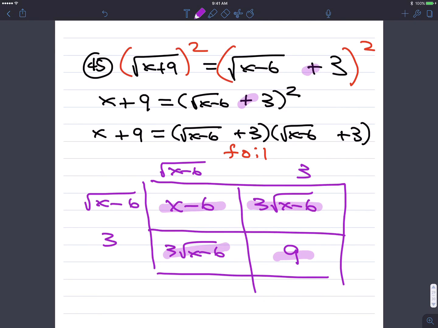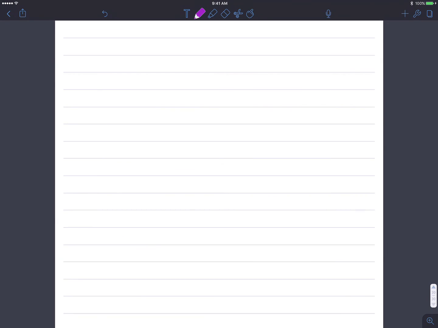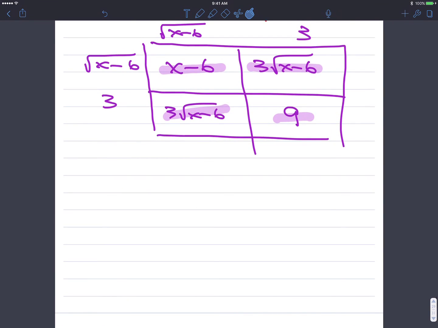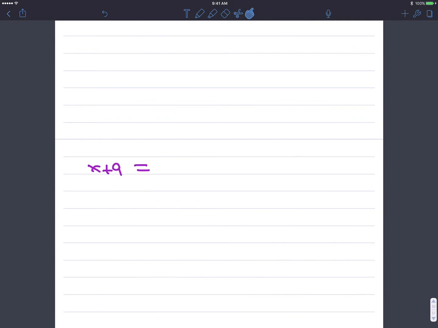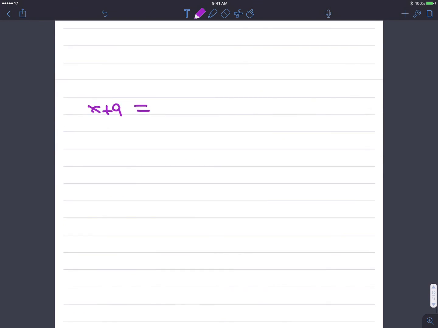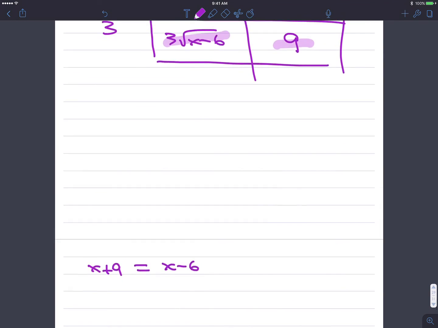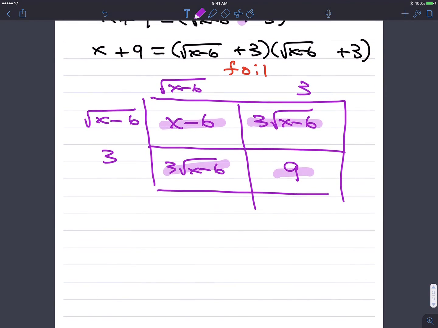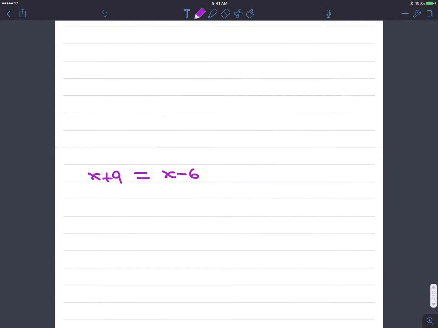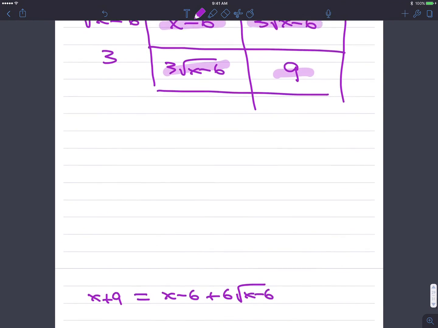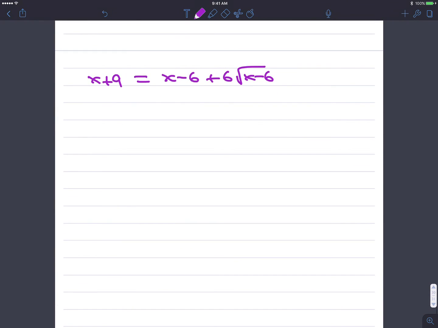So, okay, don't forget on the left, I have x plus 9, but on the right, let's see what we have here. We got x minus 6. And then notice that I have 3 times a radical and another 3 times a radical, and that's going to give me plus 6 times the radical of that x minus 6. And then I have plus 9.